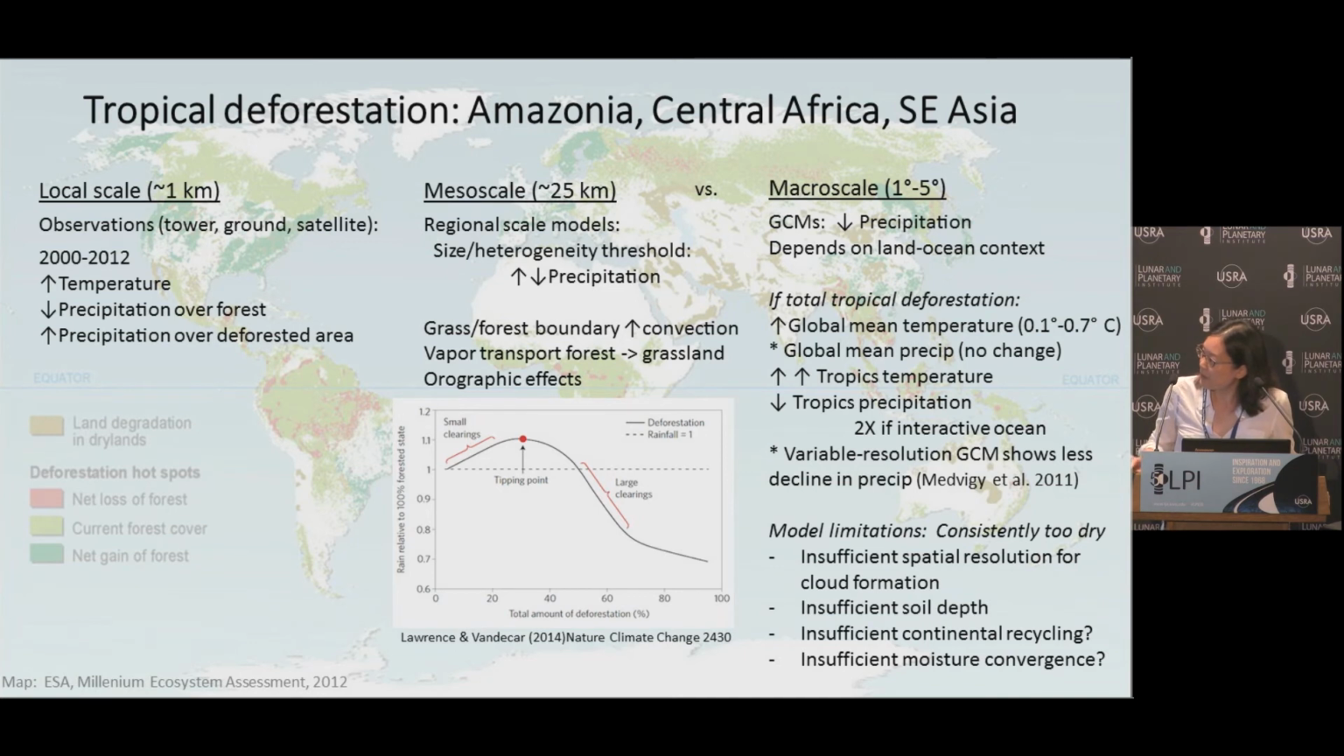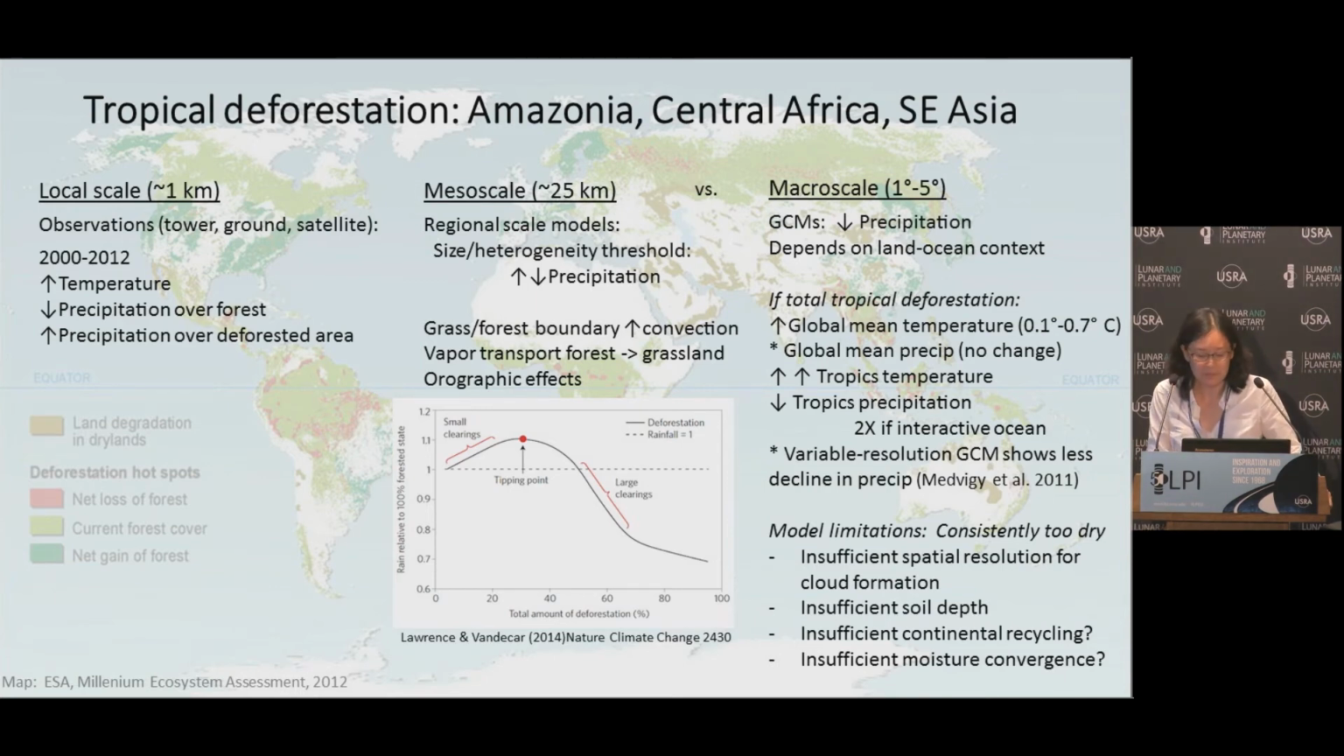I should also note that David Medvigi did a variable resolution GCM that shows a little less extreme decline. Most of the GCM studies do experiments that drastically deforest all of the tropics and see what happens. But with variable resolution, you can capture some of the small scale effects and then have less decline. And if you have an interactive ocean, you actually get a stronger effect.